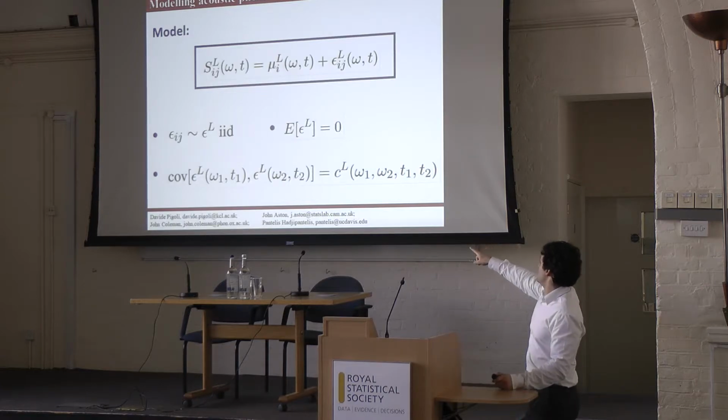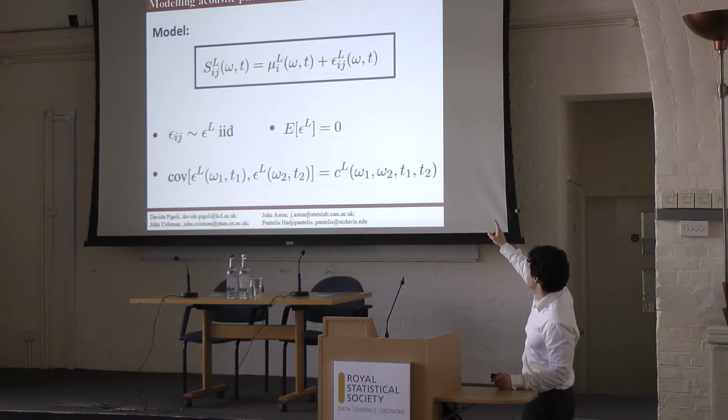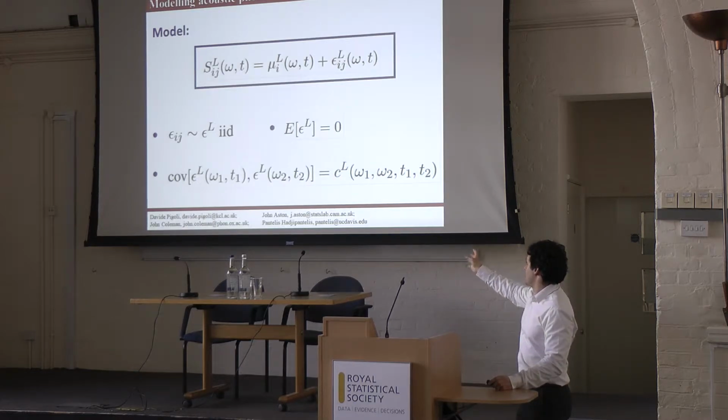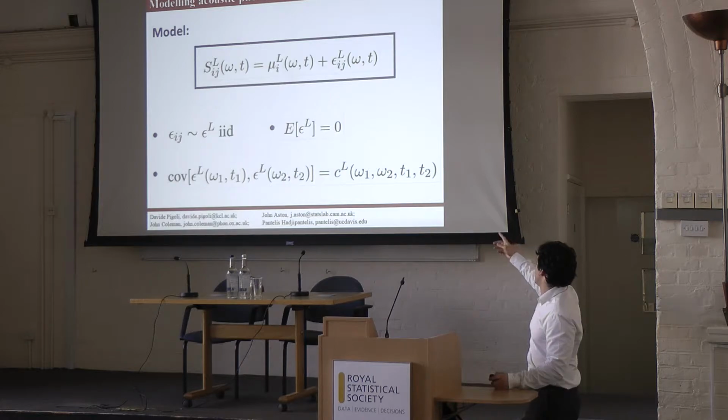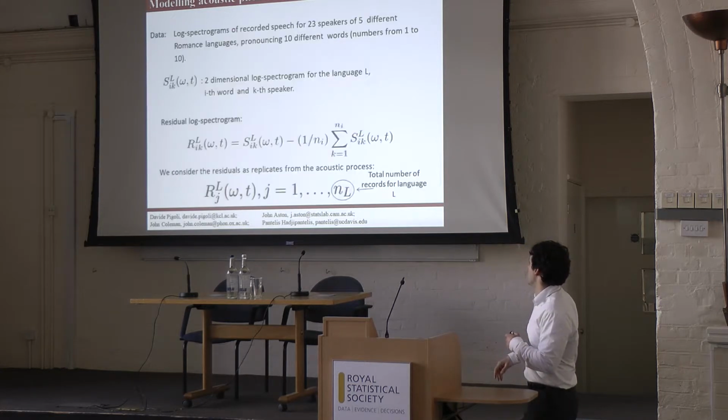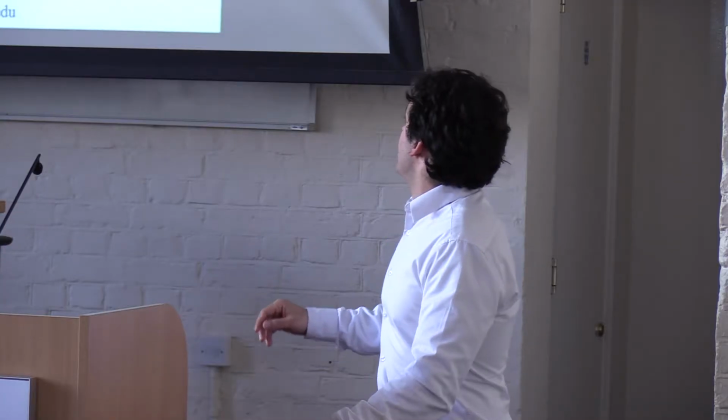The important bit to begin with is that epsilon has a four-dimensional covariance, exactly because it's a covariance between two-dimensional objects. Each of them theoretically has its own frequency and time dynamics, and therefore this language-specific covariance has four components: omega 1, omega 2, referring to frequencies, T1, T2, referring to times.